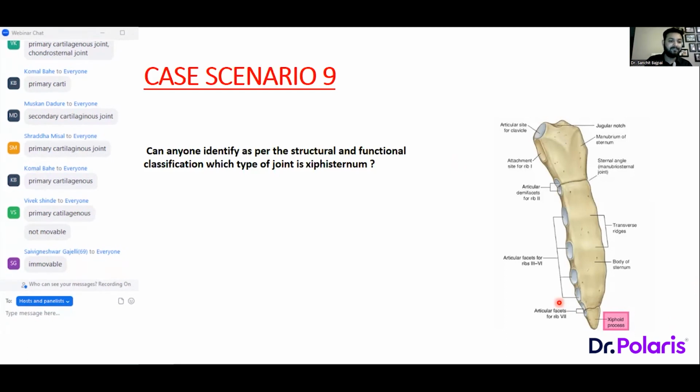Structurally, it is synchondrosis. Correct. Or we can call it a primary cartilaginous joint, which we have already discussed. Right, so now you have understood. I hope everybody has understood today, and I hope joints are no more a fear.